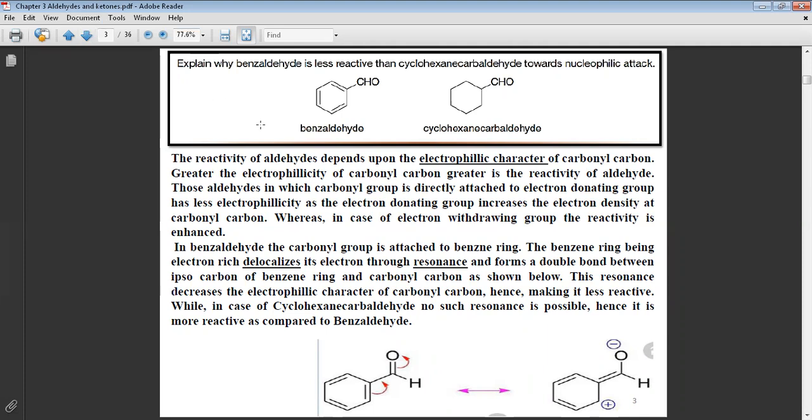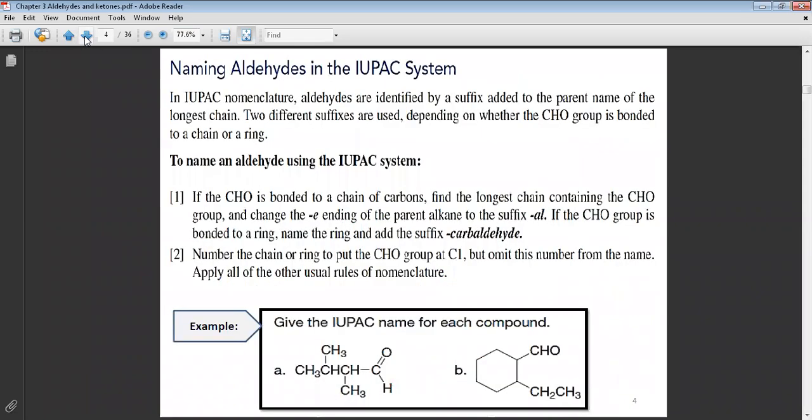I told you before that we have two different compounds here. This aromatic one with resonance effect, and this aliphatic one with inductive effect.